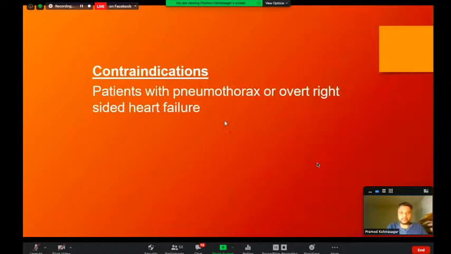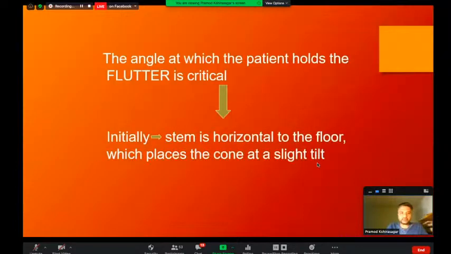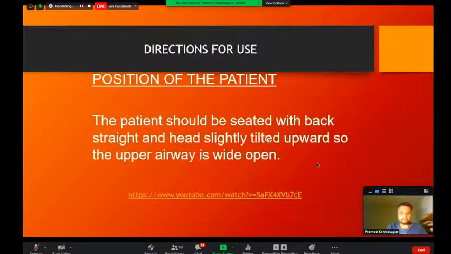For a patient with a pneumothorax, especially if there is emphysema, where you think the patient has emphysematous bullae that might rupture, don't advise this to them. Okay, and the position of the patient is very important when you're advising the device. Okay, so you also have the video of that.